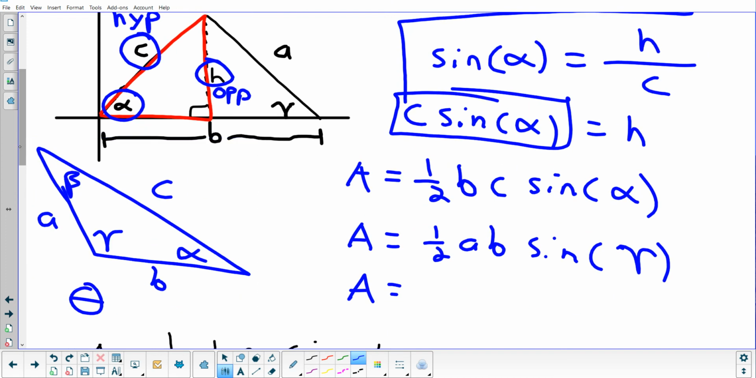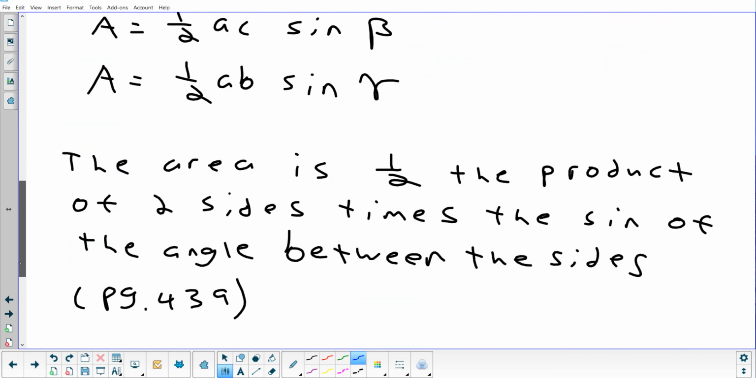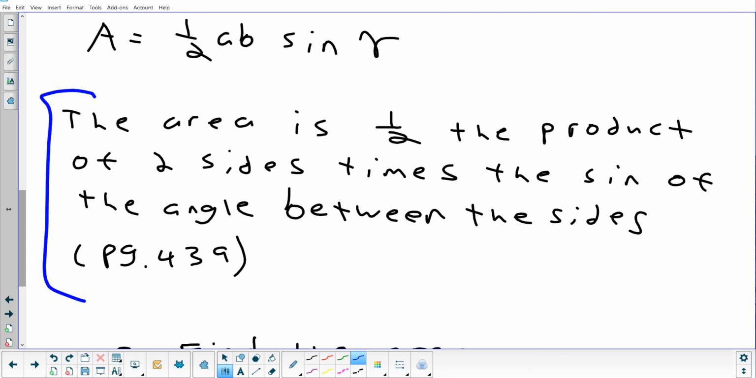I have them all written down already. One more way. Yep. A equals 1/2 AC sine of beta. Sine of what? Beta. Yep. So the point here is not the two letters and the angle that you're using, because I could label the sides X, Y, and Z, and then do three different sets of formulas. The pattern is this. It's 1/2 the product of any two sides you want to use times the sine of the angle between the sides.